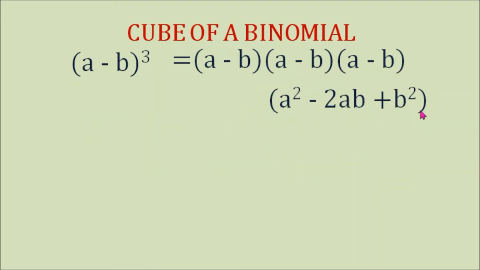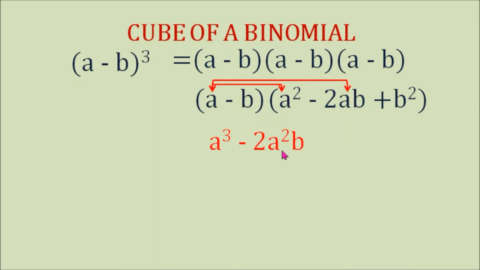So this is just the product of the quantity a minus b times the quantity a minus b. So we are going to multiply it by another binomial a minus b. We are going to use the distributive property of multiplication. So that's a times a squared, that's a cubed. A times negative 2ab, that's negative 2a squared b. Then a times b squared, that's ab squared.